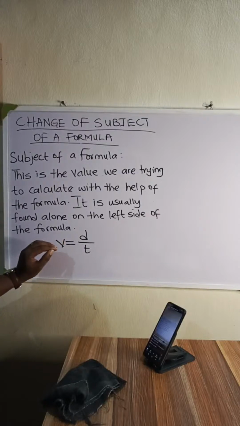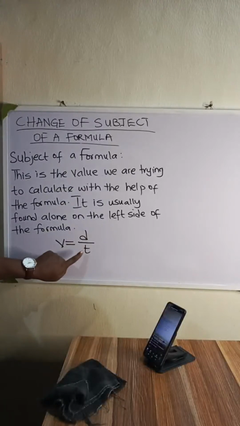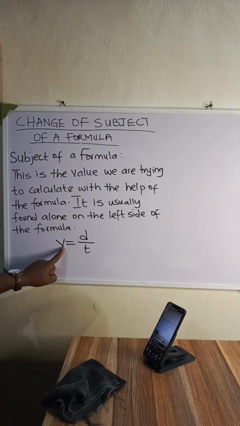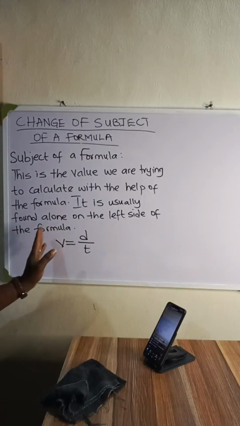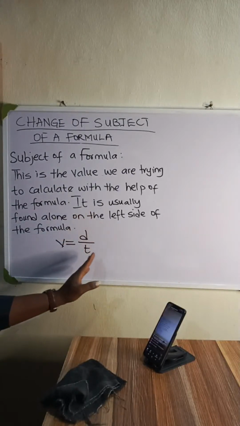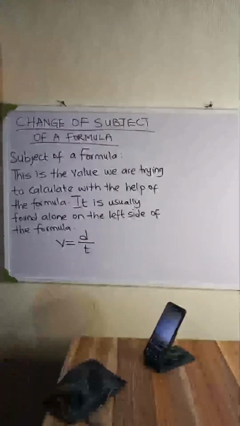So this formula tells us that if I know my D, which is distance, if I know my T, which is time, then I can find the velocity. So it is found on the left side of the formula. Every other value is found on the right side. So once you see a value on the left side, we know that that is the subject of the formula.